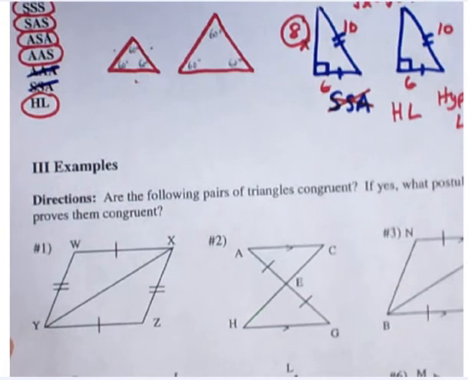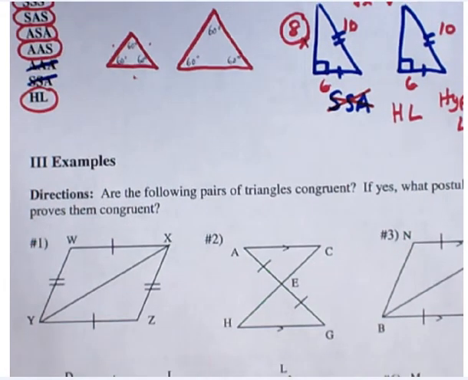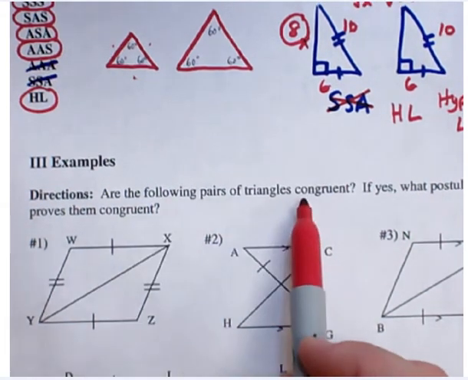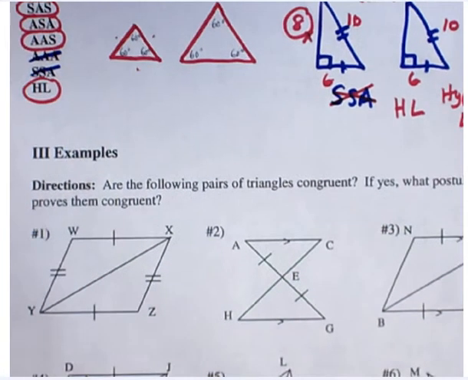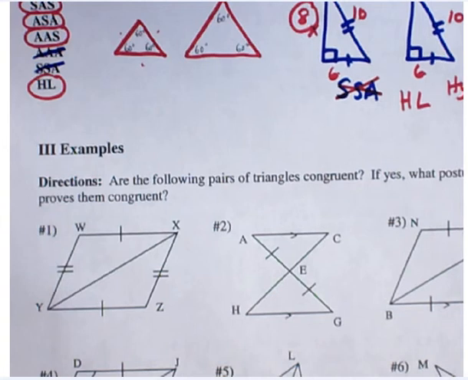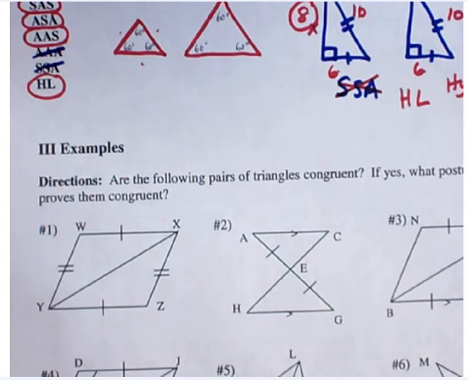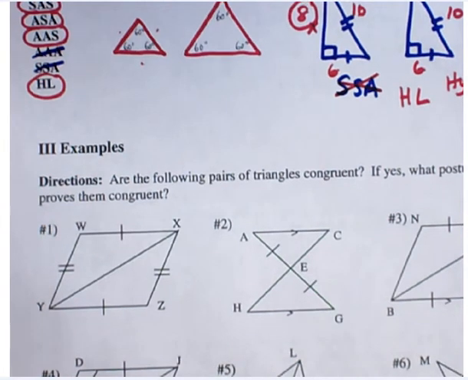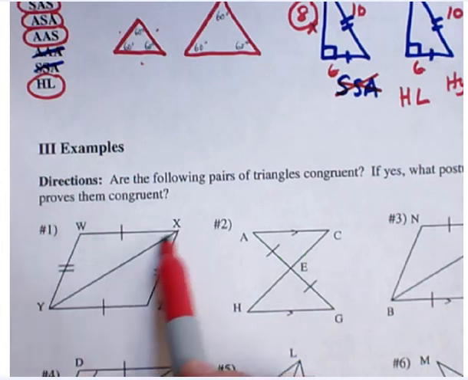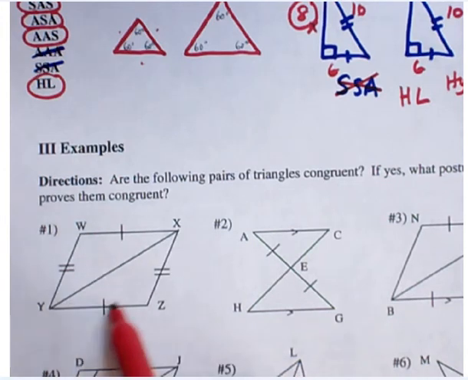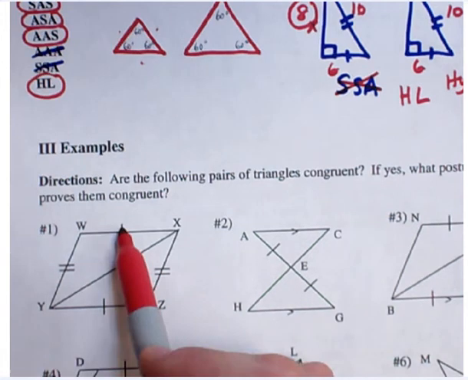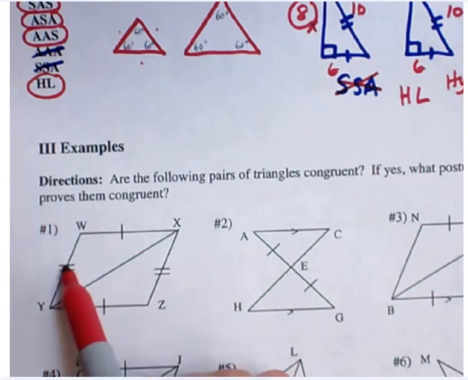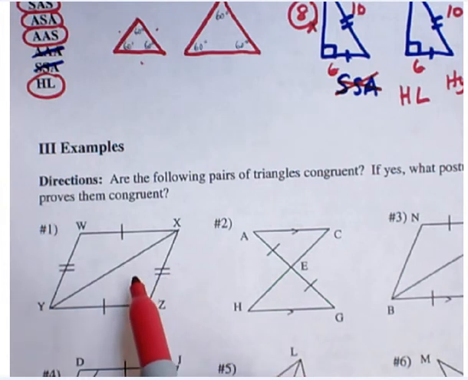All right, let's look at some examples here. Directions: are the following pairs of triangles congruent? If yes, what postulate proves them congruent? One thing I suggest that you do on these is to trace what you know. Now you've got two triangles here in number 1. Triangle WXY and then triangle XZY. Notice that you have one set of congruent sides, you have two sets of congruent sides, but you don't have anything else. They don't give you anything else.